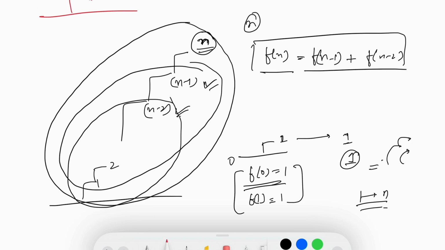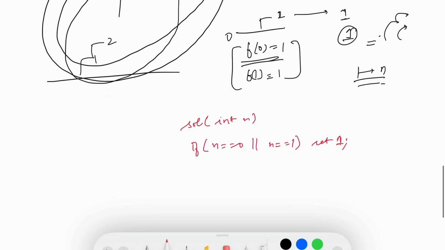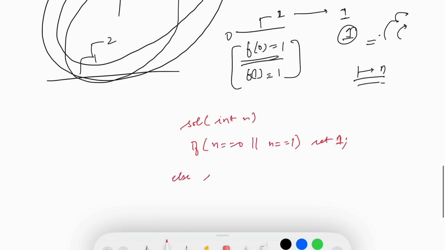Okay, I hope you understood this approach, that for the nth level we are coming from n minus 1 or taking a double step from n minus 2. So if I write a recursion for that: if n equal to 0 or n equal to 1, return 1, else return solution of n minus 1 plus solution of n minus 2.